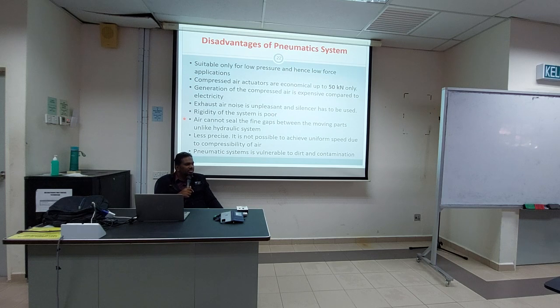Macam tong gas dekat rumah, berapa ringgit? Satu tong? 30, 40. Tapi one month you guna electricity baru bayar RM30, RM40 kan? Sama lah. So yang itu pun, kalau continuously you guna, gas akan habis. Sama lah. So generation of compressed air is expensive. Walaupun udara free, tapi compression adalah expensive. So exhaust air noise is unpleasant and silencer has to be used.